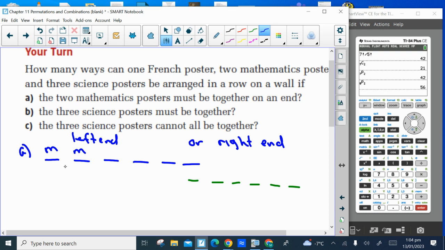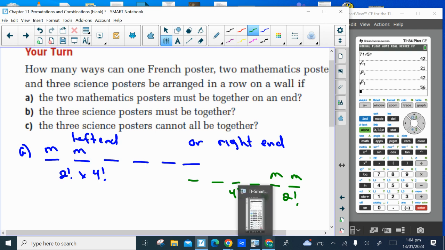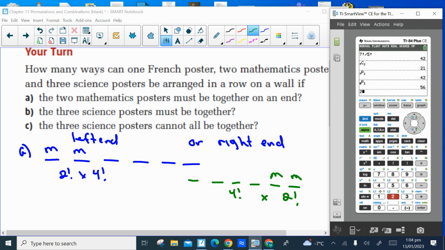Notice it doesn't say that the posters are identical. They're different. So switching them around will give you a different look. It's a different permutation. So it'll be 2 factorial times the remaining 4 posters could be arranged in 4 factorial ways. And if they're on the right side, it's going to be the same thing. 2 factorial ways to arrange those 2 math posters times 4 factorial ways to arrange the remaining. So it's the same expression. So we can just do 2 factorial times 4 factorial times 2.